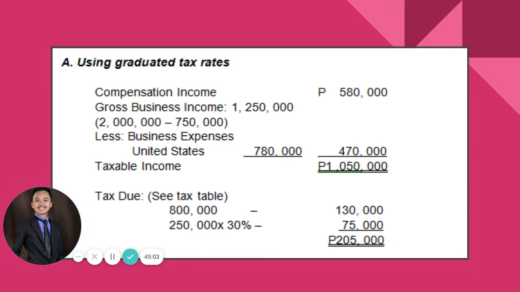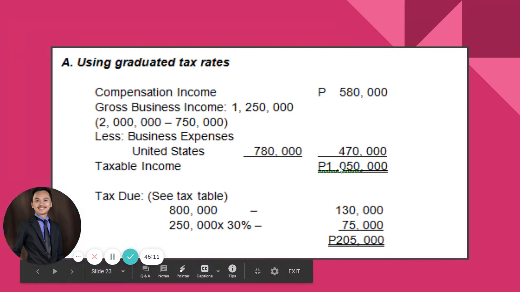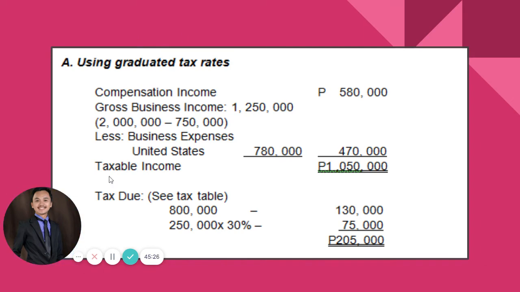So that means for the first 800,000, tax due will be 130, and the excess of 800 is subject to 30%. So how much is the excess? 1,050,000 minus 800, so that's 250 times 30%. Therefore, the additional tax due will be 75,000. So we have a total tax due of 205,000 if the taxpayer opted for graduated tax rates.